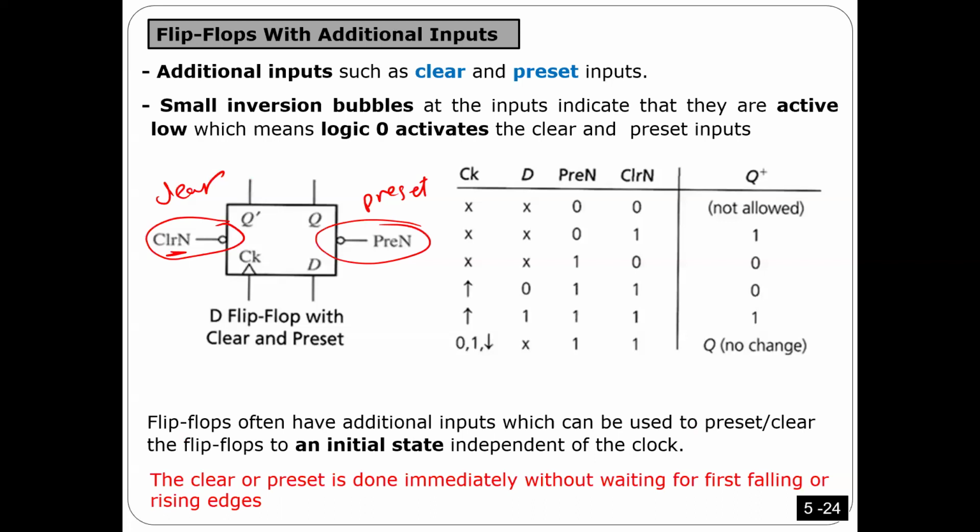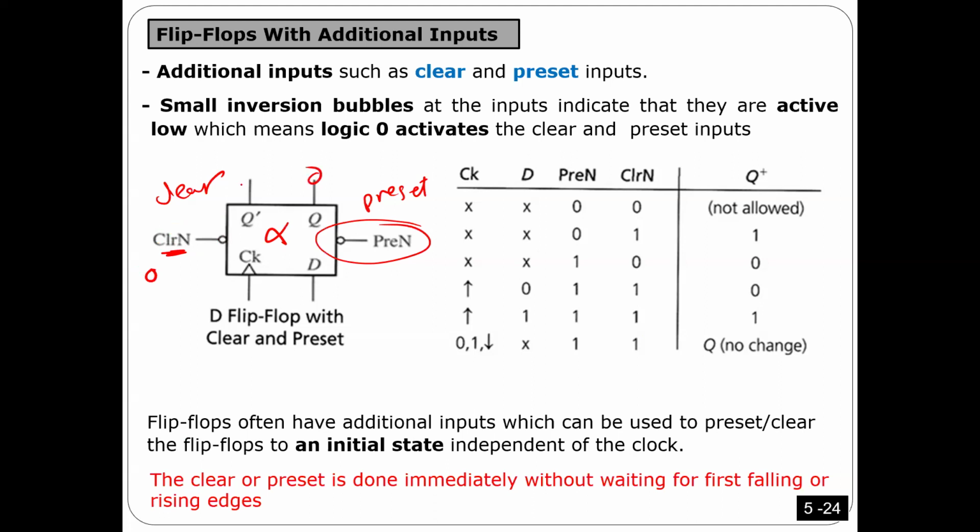But what is the purpose of these inputs? I'm going to tell you. Number one, you can tell from the English name, clear. And you know bubble: once you see a bubble here, that means this one is active low. That means if I put 0 here, I'm going to clear it. I'm going to put 0.